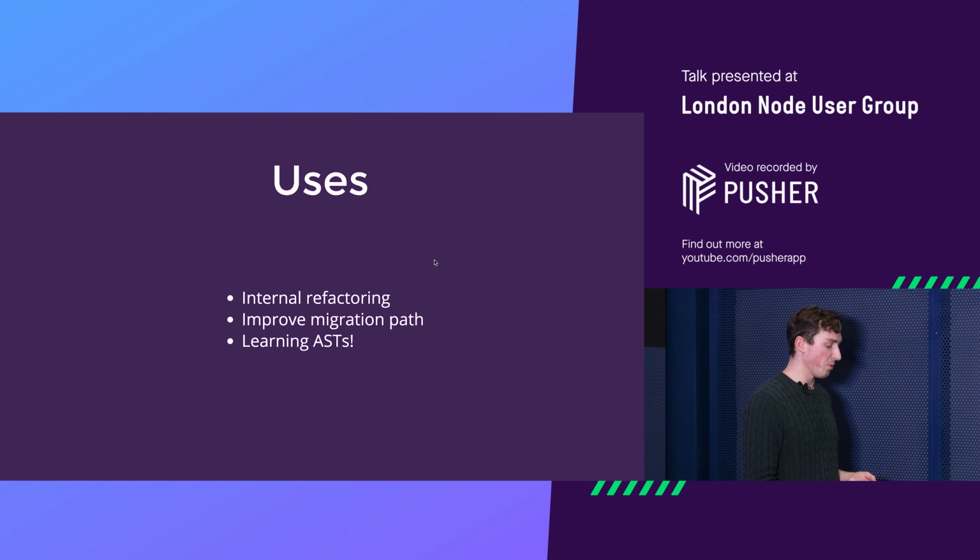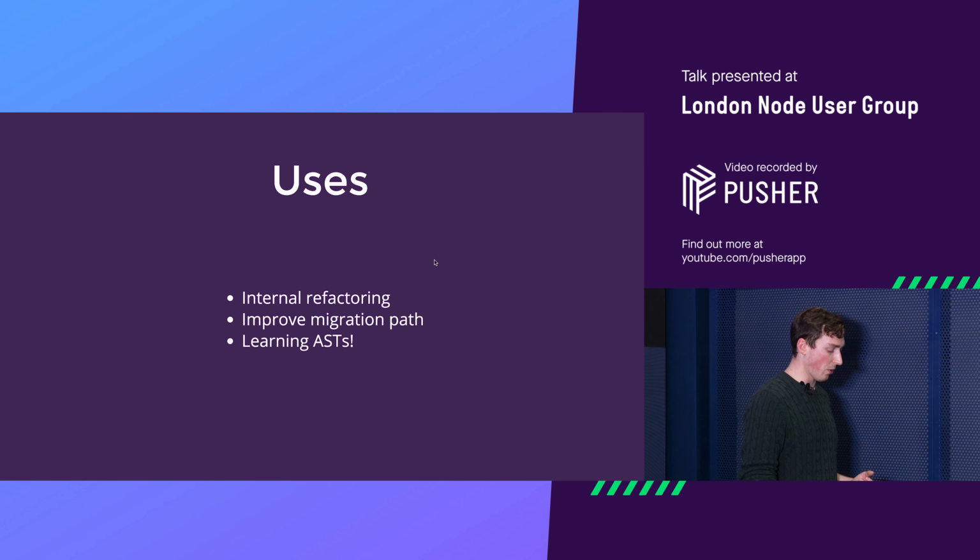Another use of them is to improve migration paths. The way I actually discovered transforms is when I moved my tests from Mocha over to Jest. Jest has a load of codemods that are designed specifically to transform tests written with Mocha or another testing framework into Jest. And that meant that I could move all of my tests over from Mocha to Jest in a couple of hours, which was amazing.